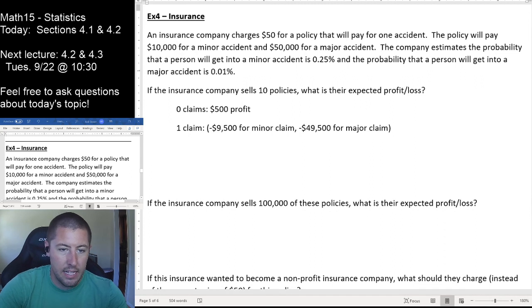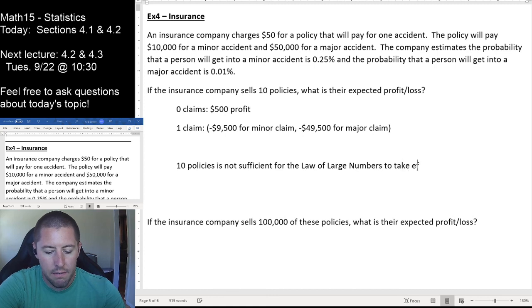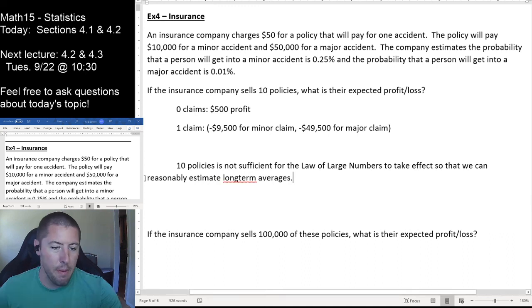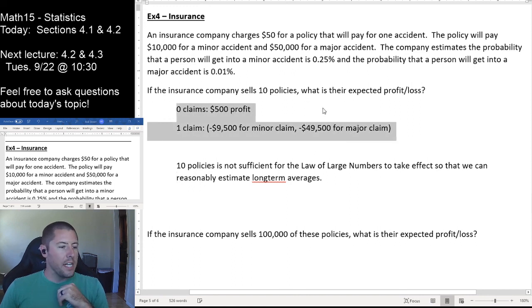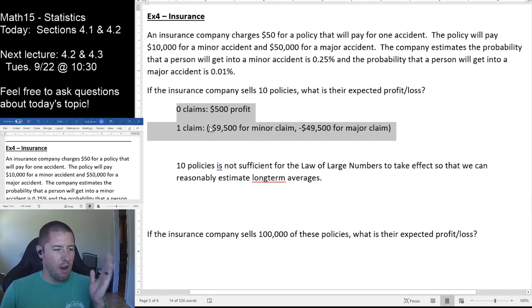Our issue here is that 10 policies is not enough for the law of large numbers to take effect, so that we can reasonably estimate any long-term averages, right? The worst case scenario for any insurance company is that one claim is the difference between them making money and losing money. That is the absolute worst place that an insurance company could ever find themselves, is one claim making a massive difference in whether they have profits or losses.